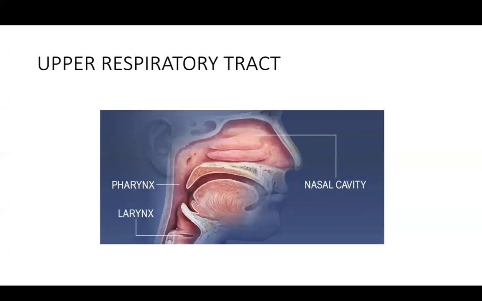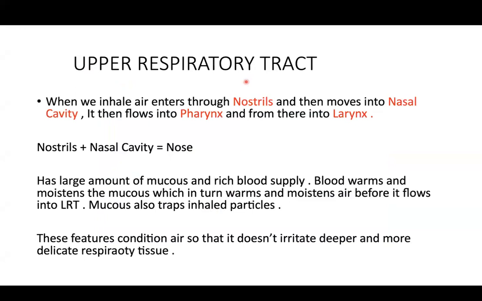Now it moves from the nasal cavity to the nasopharynx, and then eventually to the pharynx. And then it moves downwards to the larynx. So all of this, nostrils, nasal cavity, pharynx, and larynx, are part of the upper respiratory tract. Obviously the nostrils and the nasal cavity together form the nose, but just for the purpose of remembering, the nostrils and nasal cavity are part of the upper respiratory tract.